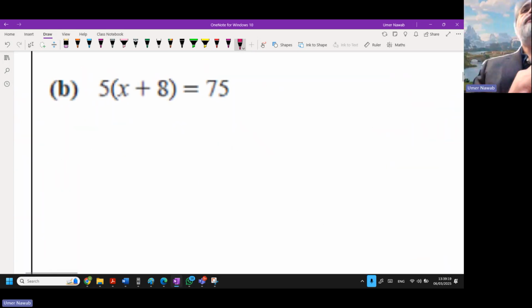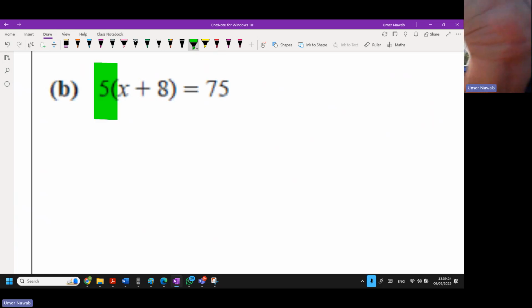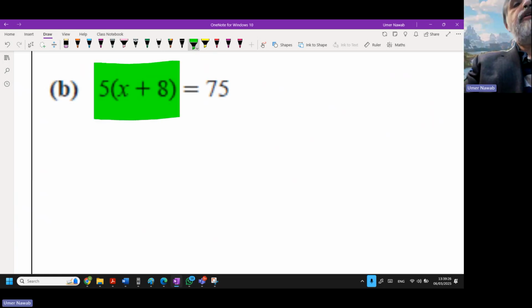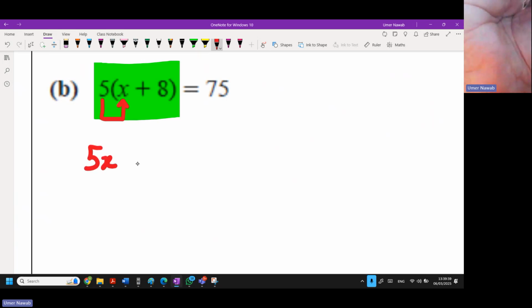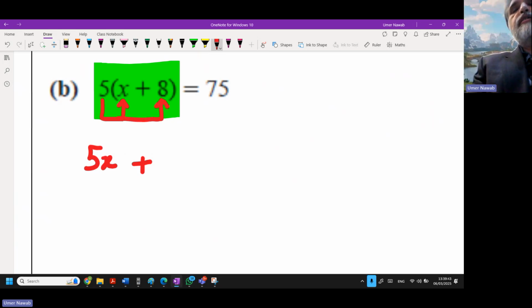Now let's come to the next question. Now in the next question, I see a bracket. In mathematics, we know whenever we see a bracket, we have to expand it. How do we expand it? Now this 5 will multiply with x. So 5 times x is 5x, then plus sign, then 5 multiplies with 8. So 5 times 8 is 40.